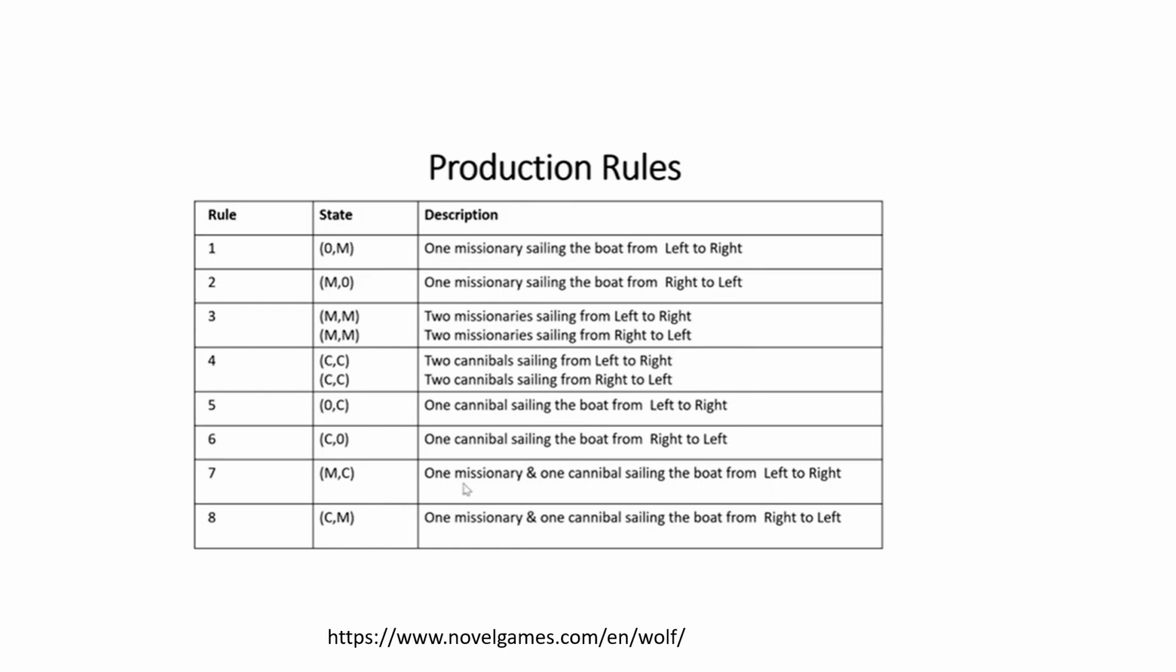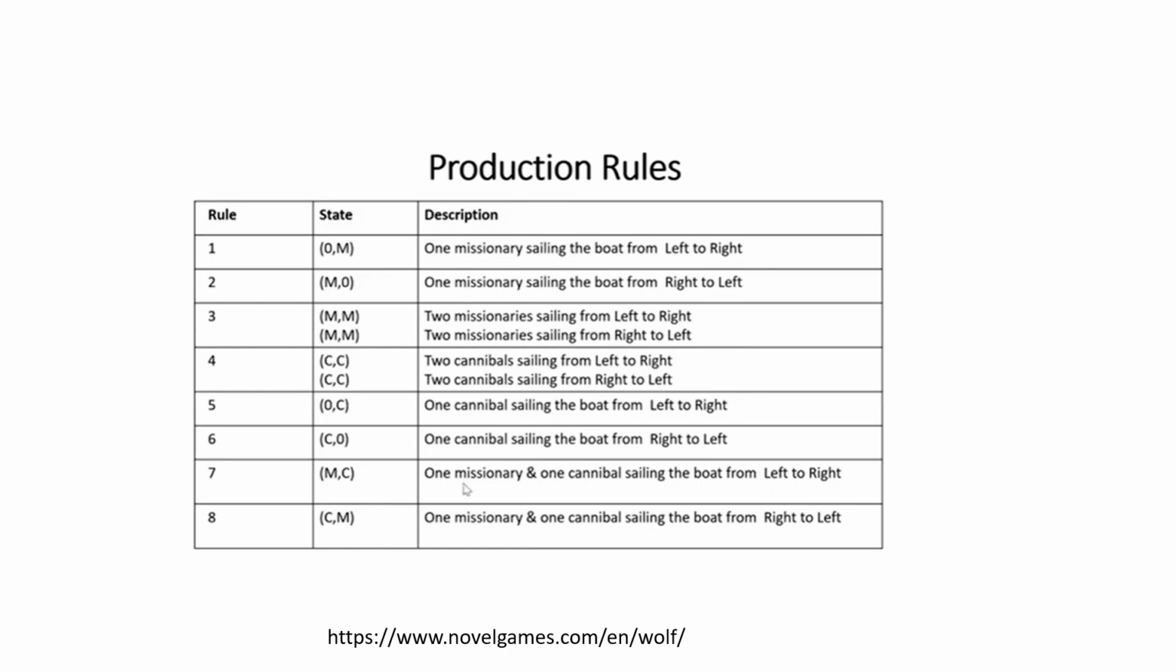The first move is M comma 0: one missionary sailing the boat from left to right, or right to left. That is the game being played, so based on this we can move. The second move is M comma 0, one missionary sailing the boat from right to left. No issues. Then the third is M M, two missionaries sailing from left to right, or right to left. No issues. C C, two cannibals sailing from left to right, no problem. We can make this move with two cannibals and two missionaries, there is no problem.